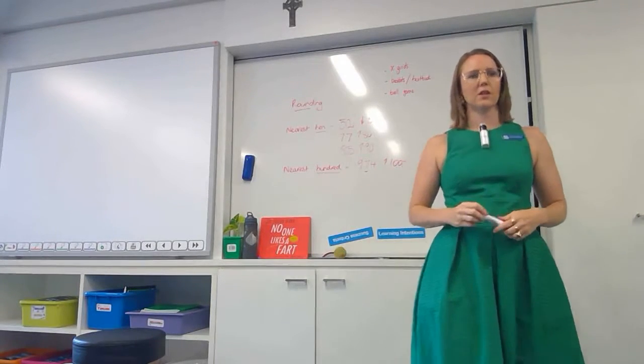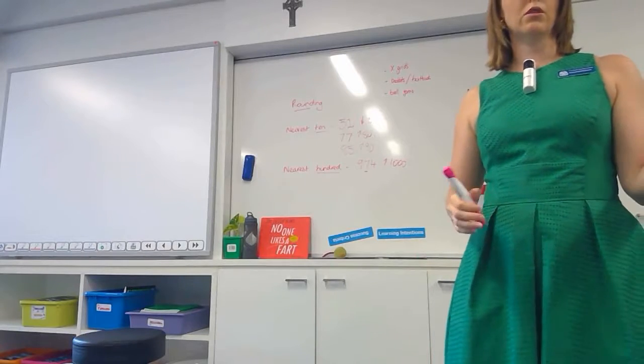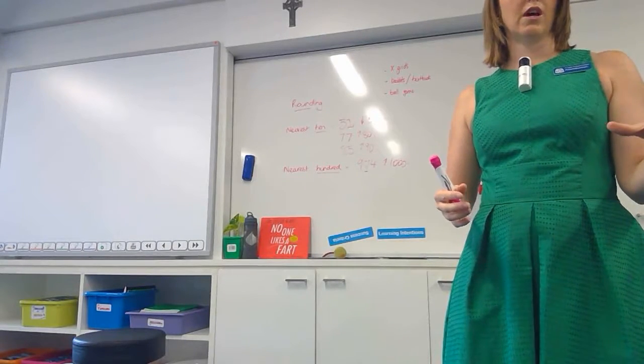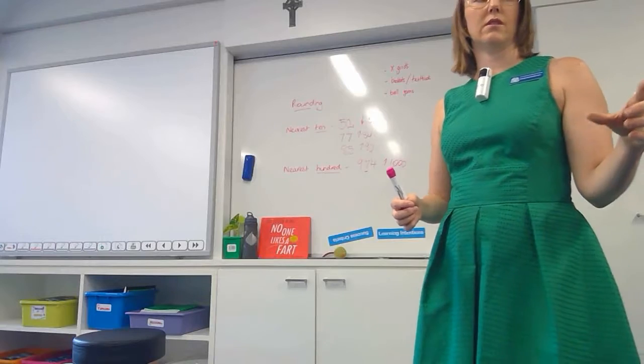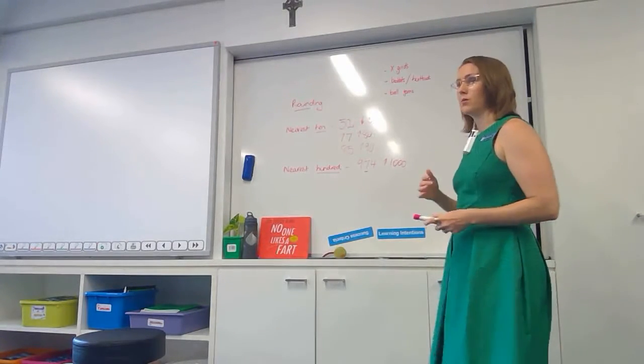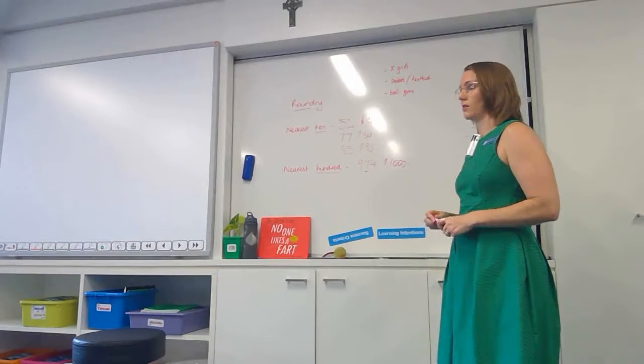Alright, you guys have got it. So let's do a couple of examples in our grid book, and then we'll go on to our booklet. Okay? I'm going to write them on the board and tell you what I want them to round to.